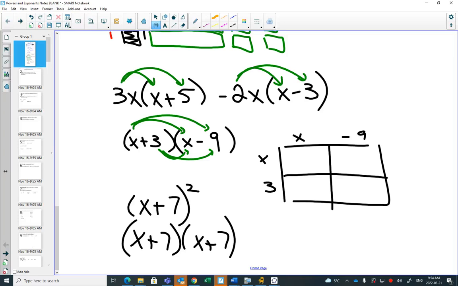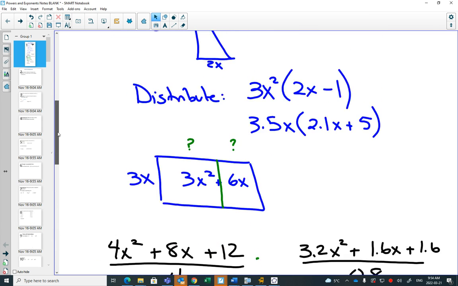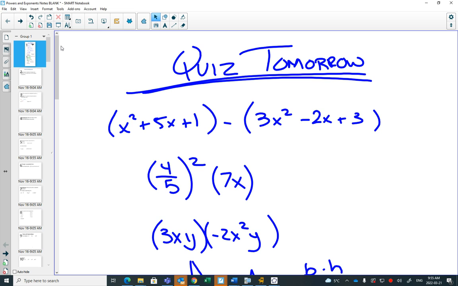So that is everything on your quiz tomorrow. It is 3 pages long. So it'll take you some time. After you're done your quiz tomorrow, you can continue to work on your review for your test. So recap. Recap from the beginning. Quiz tomorrow.